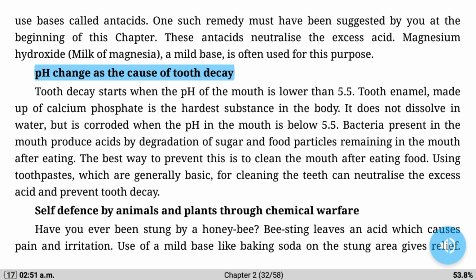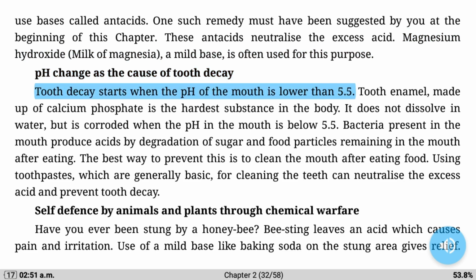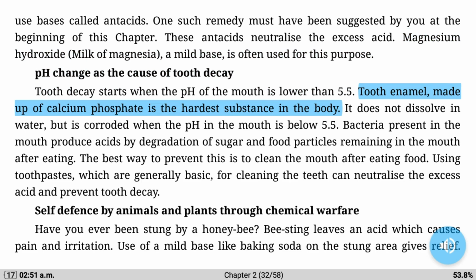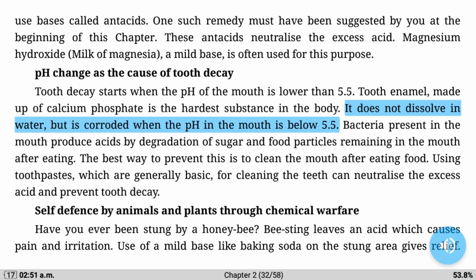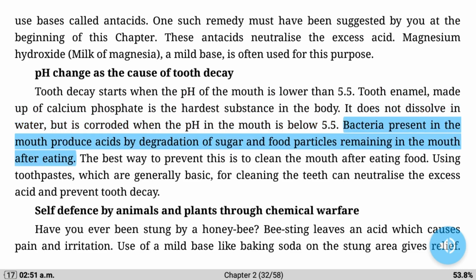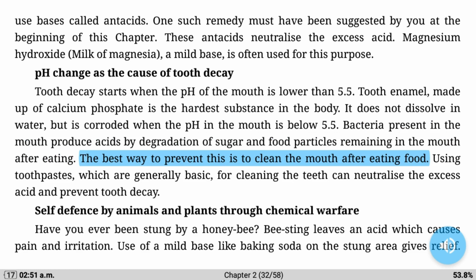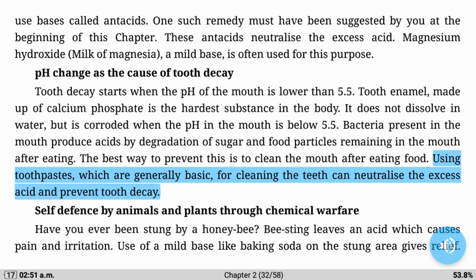pH change as the cause of tooth decay. Tooth decay starts when the pH of the mouth is lower than 5.5. Tooth enamel, made up of calcium phosphate, is the hardest substance in the body. It does not dissolve in water, but is corroded when the pH in the mouth is below 5.5. Bacteria present in the mouth produce acids by degradation of sugar and food particles remaining in the mouth after eating. The best way to prevent this is to clean the mouth after eating food. Using toothpastes, which are generally basic, for cleaning the teeth can neutralize the excess acid and prevent tooth decay.